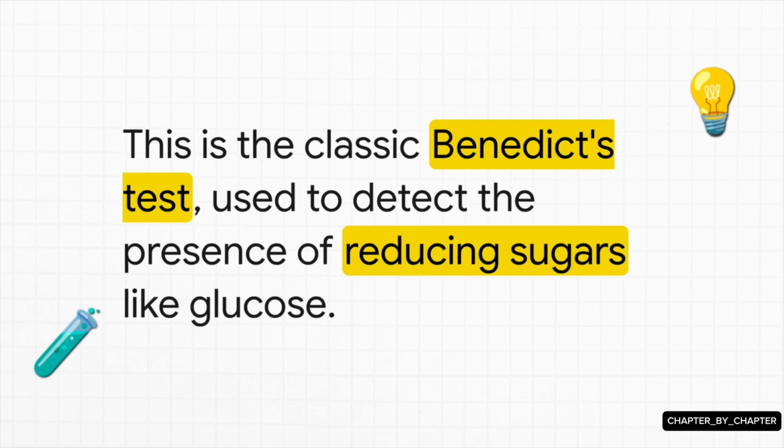This whole procedure is the classic Benedict's test, and it's used to find simple sugars, what scientists call reducing sugars, like glucose. Why reducing? It's just a fancy way of saying they can donate electrons to the Benedict's solution. If sugar's there, that blue liquid will turn green or yellow or even a deep brick red.